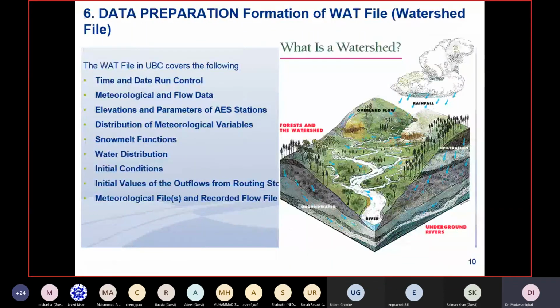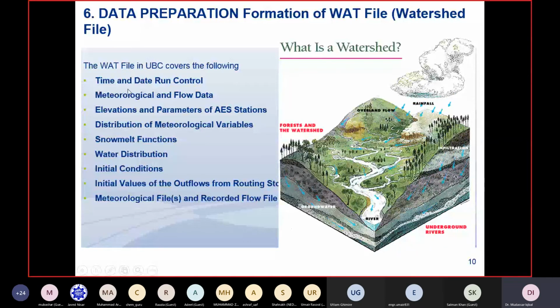The next is the watershed file, the WAD file. It's a very important file in the UBC model because it controls all the things in the UBC model. It has all the information related to the watershed. There are 10 types of controls or steps we need to deal with in the WAD file.